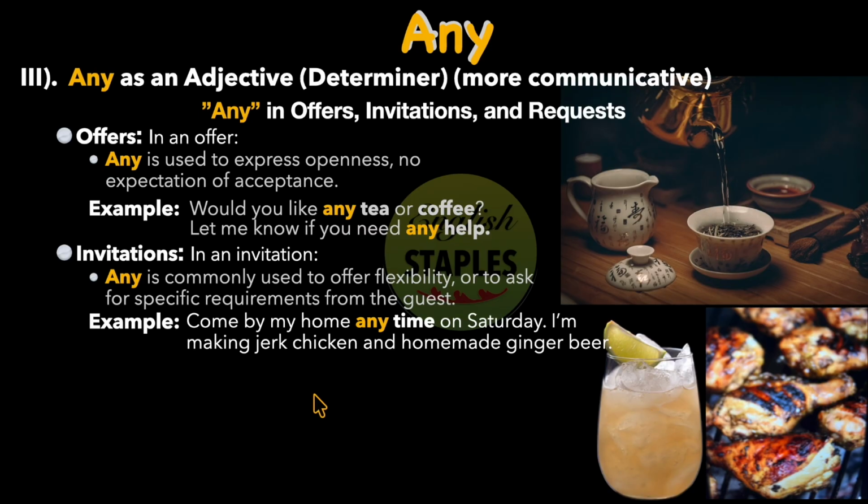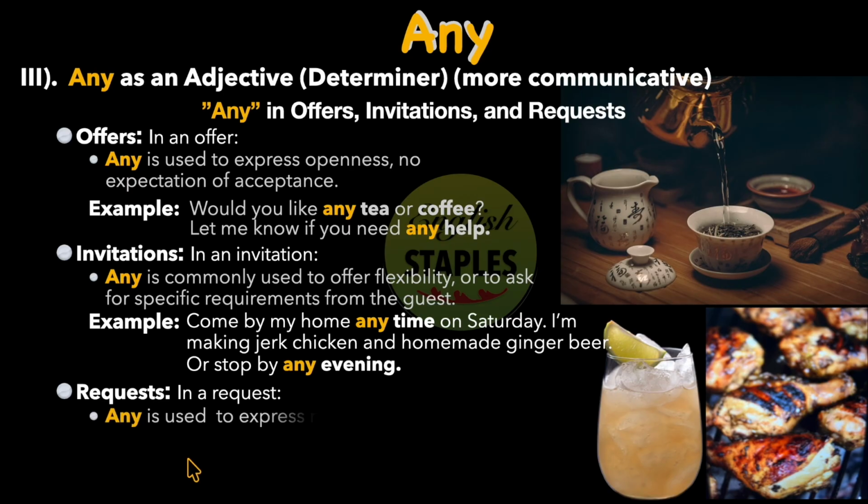You can come anytime during the day on Saturday. It offers flexibility. Or stop by any evening. Again, it's open and it's flexible. Any evening you want, you can come to my home. So that's any in invitations. Let's look at any in a request.